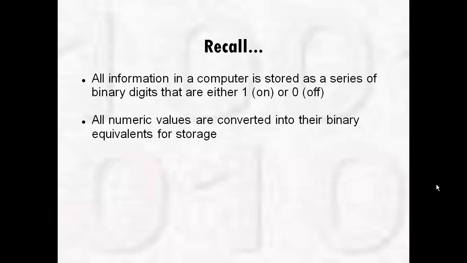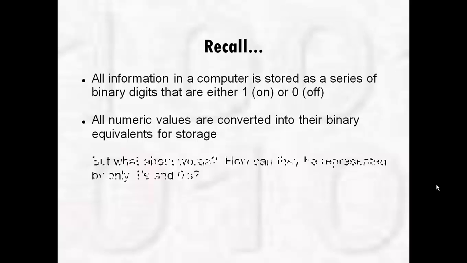In the last couple of days we've looked at how to take number values 1, 2, 3, 4, 5, 800, whatever, convert it into its binary equivalent and store it on a computer. But how are we going to do that with words? How can we represent text by only using ones and zeros? Well, the answer to that question is the topic of today's lesson, ASCII codes.